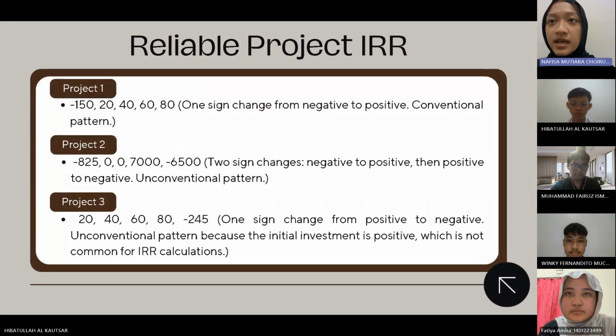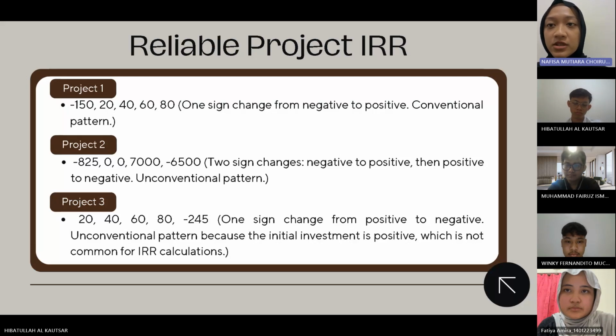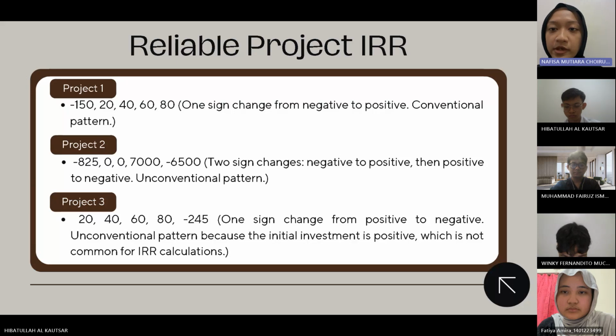In this slide, I will discuss the IRR, or internal rate of return, reliability of several projects based on their cash flow pattern. Project 1 has one sign change from negative to positive. This is the conventional pattern where we invest initially negative and then receive returns positive in later years. In a case like this, the IRR is usually reliable. Project 2 shows two sign changes, from negative to positive, then back to negative. This is an unconventional pattern which might cause more than one IRR to appear, making the IRR unreliable.